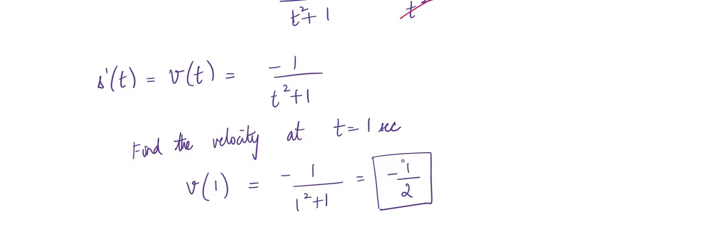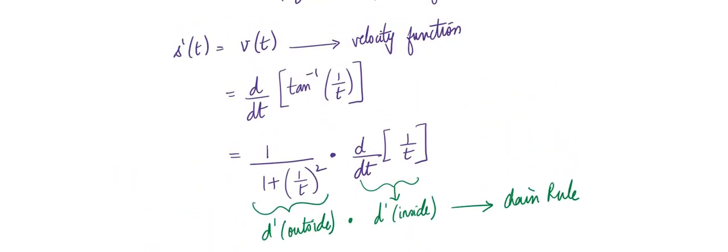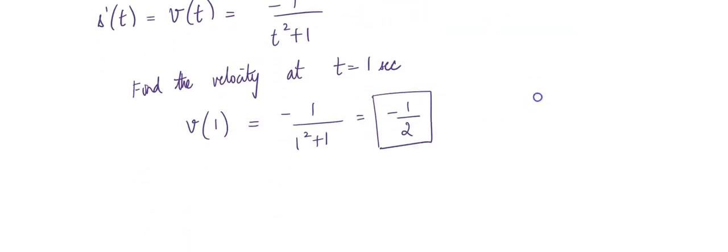But let's say the distance was measured, like for instance, the position here, let's say it was measured in meters. So that's going to be meters per second, negative half meters per second, or something like that. So that will be the additional extra things that you might be asked in a word problem context.